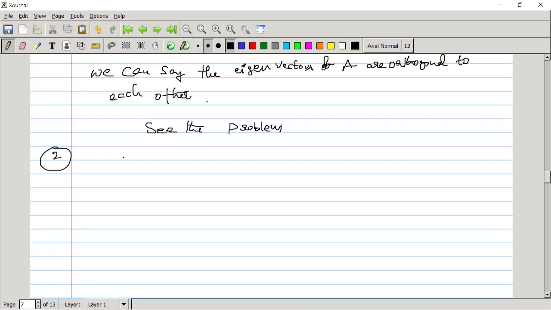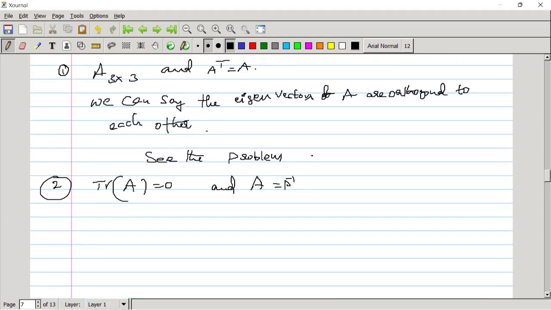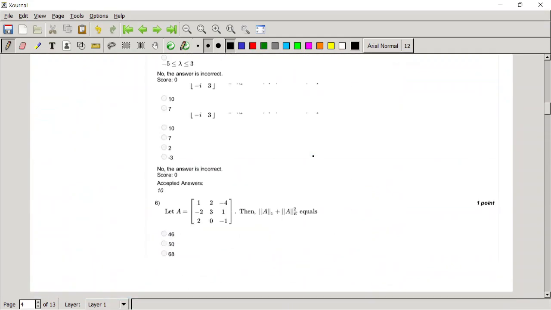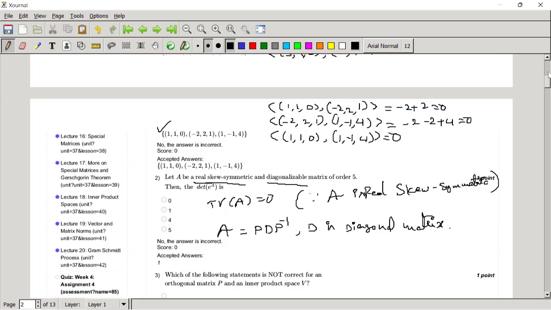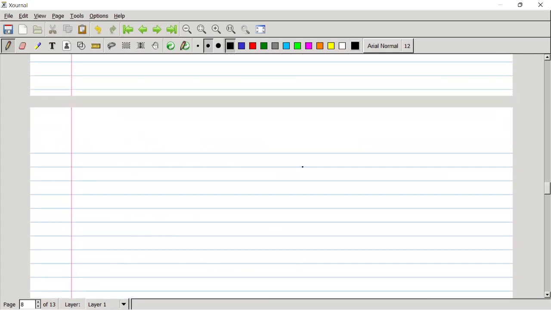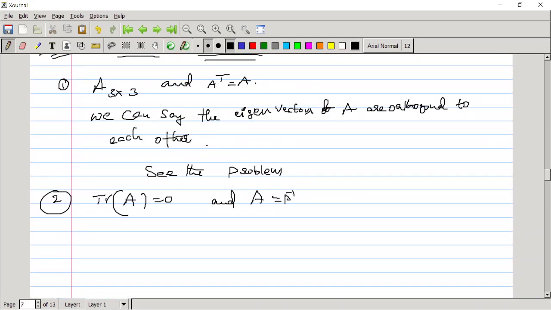So for the second problem, we have that trace of A equal to 0 and A equal to P D P inverse, where D is a diagonal matrix. In fact, the diagonal elements of this D are nothing but the eigenvalues of A.